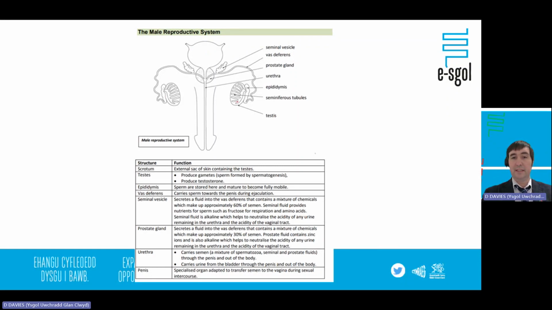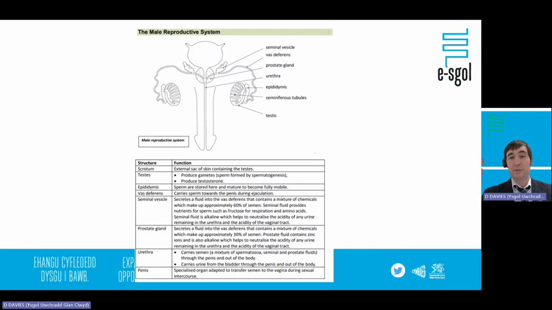Two testes, so they are the testicles, where sperm are produced. Then you have a structure on the back of that called an epididymis. And then there are folds inside the testes called seminiferous tubules. Seminiferous tubules, so it's to do with semen. That's where semen production occurs.